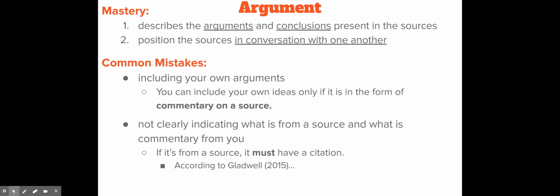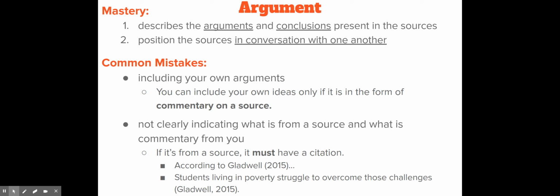You can start the citation. If you're not doing a source introduction, assuming you've already introduced the source, you can say according to, and then the author's last name with the year in parentheses. Whenever you use an author's name, there should always be a year in parentheses afterwards. Or if you want to make it even simpler, you can just state what the information is from the source. Students living in poverty struggle to overcome those challenges. And then you put the author's last name, comma, year in parentheses at the end. Okay? So those are 2 simple ways. It doesn't take up a lot of words, doesn't eat into your word count. But if it comes from a source, you must cite it.